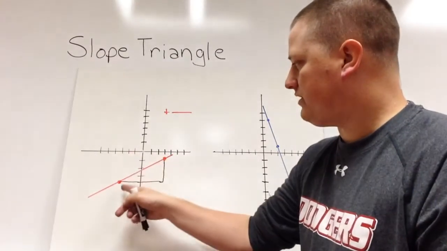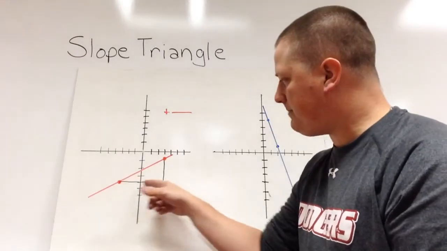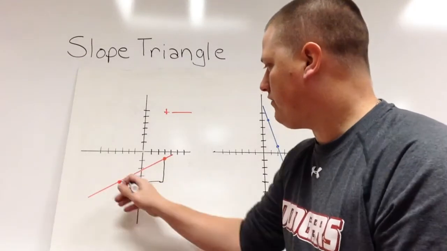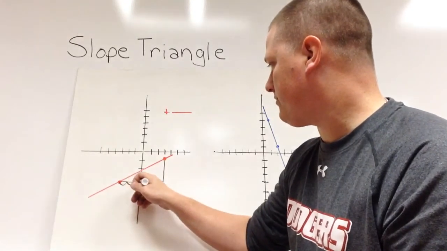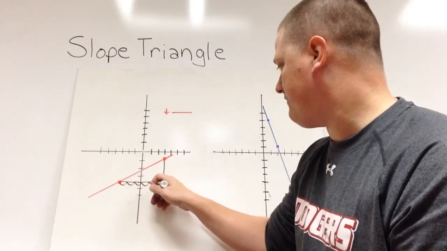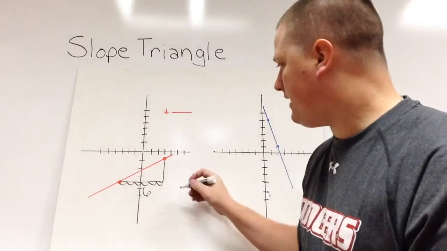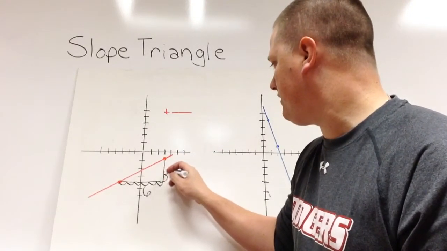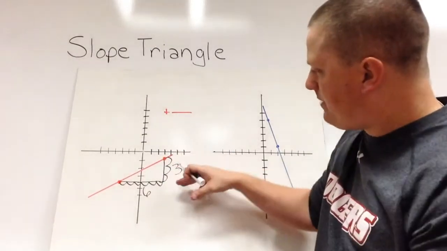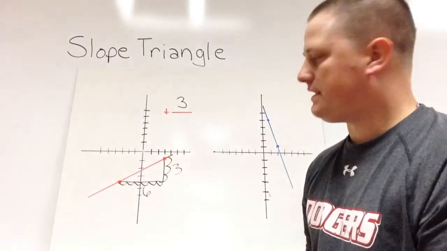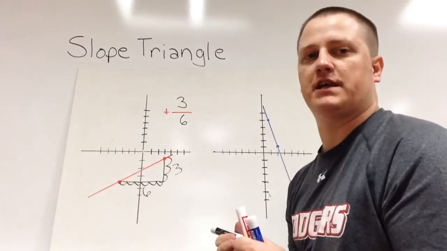So what we do is we just count how many boxes there are. I don't have boxes because I don't have it all drawn out, but we count how many boxes are along the bottom. So from here we would go 1, 2, 3, 4, 5, 6. So we have a run of 6. And here we have a rise of 1, 2, 3. So we have 3 there. Since the up and down goes on top, we get a 3 on the top. Left and right goes on the bottom. We get a positive 3 over 6 for a slope.